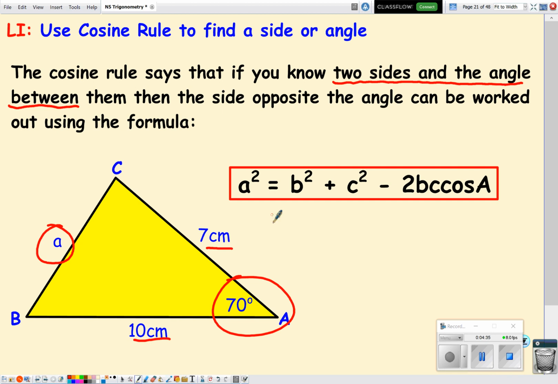So the only thing you can do here is use the cosine rule, and that is that A squared equals B squared plus C squared minus 2BC cos A. You can also breathe a big sigh of relief because, like the sine rule, the cosine rule is on the formula sheet.